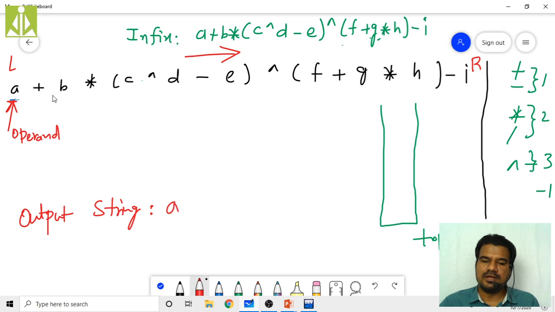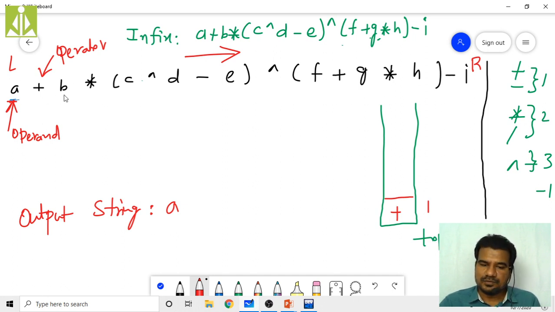Next we have plus. It is an operator. Whenever it is an operand, add it to the output stream. Then if it is an operator and if your stack is empty, what we have to do? Push this to the stack. So plus will come over here. Top will become 0. I will not write top again and again, simply I will put 0.